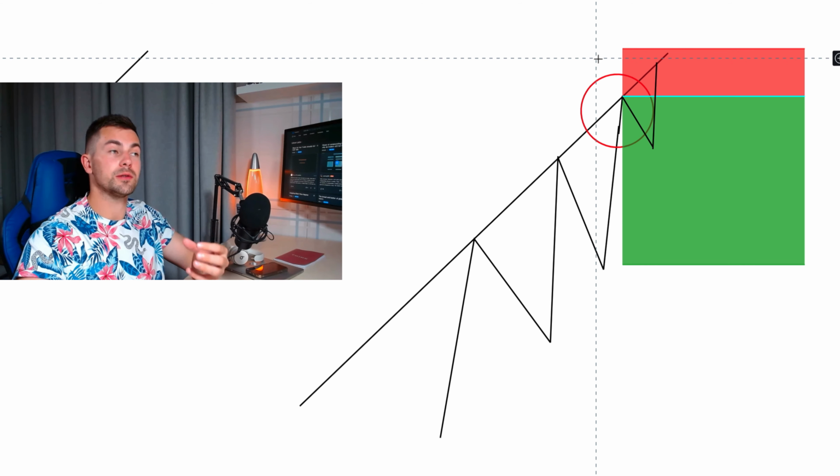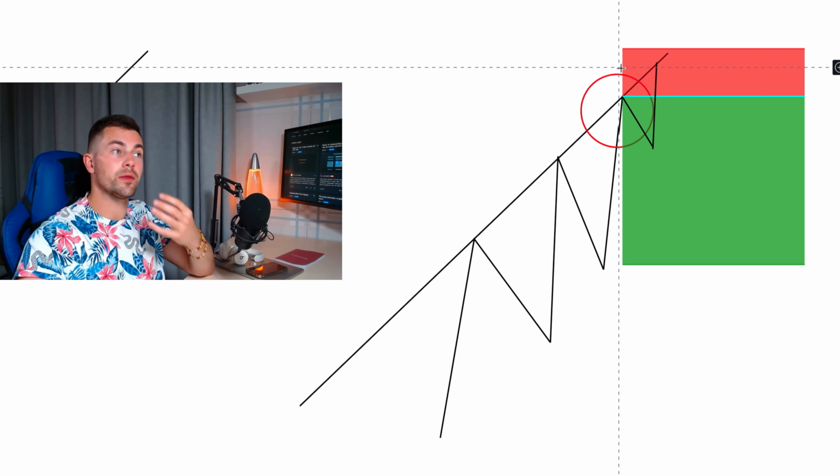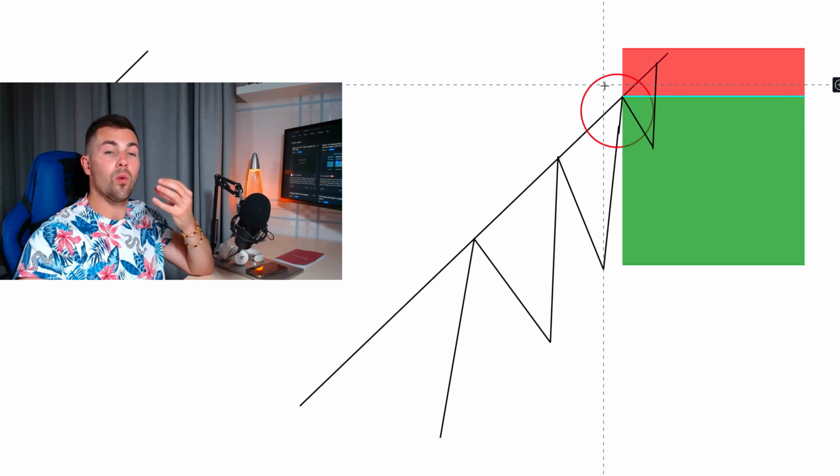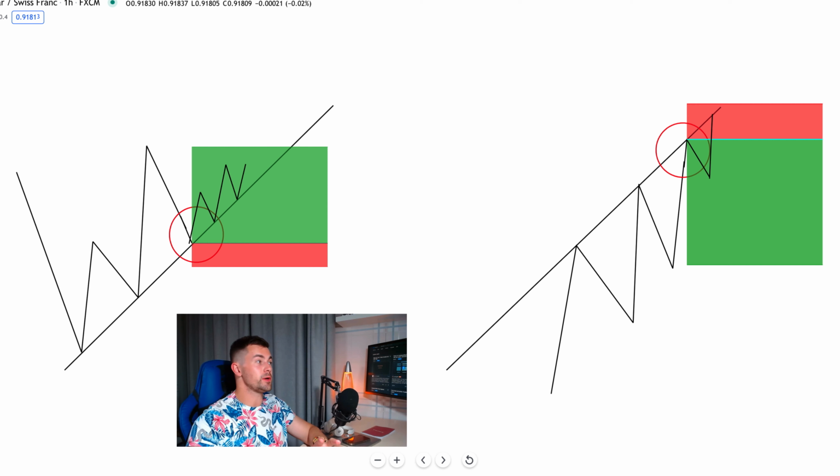Yes, we must constantly adjust this, and with time, with more and more tests of this trend line, we should have a bigger and bigger stop loss. So which one is better for us to trade? Of course, the example on the left is much better.